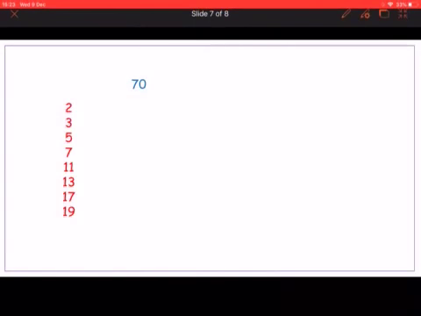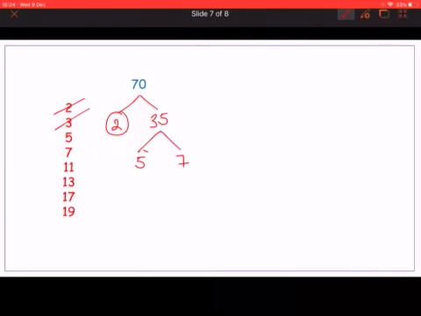Last one then. Let's try 70. Does 2 go into 70? Yes. And it goes in 35 times. So let's circle that 2 because it's prime. Does 2 go into 35? No, it doesn't. So let's get rid of that. Does 3 go into 35? I don't think it does. So let's cross that one off as well. Does 5 go into 35? Yes, it does. 7 times. And both of those are prime, so we can circle those. So my answer is 2 times 5 times 7, and that one can't be further simplified.